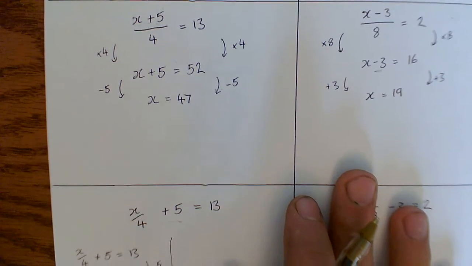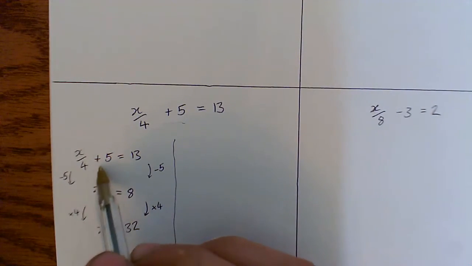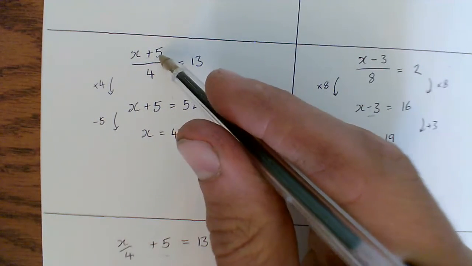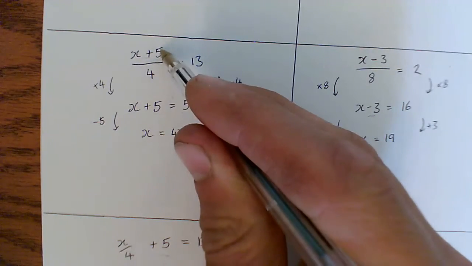Now notice that that's very different to the answer we got up here. And the reason for that being that the 5 is not divided by the 4 here. Here, we couldn't take the 5 off both sides because the 5 is divided by the 4. So we couldn't take that off to start with. That doesn't work.